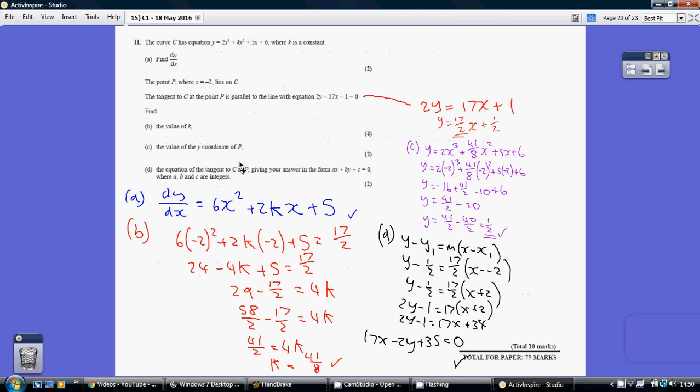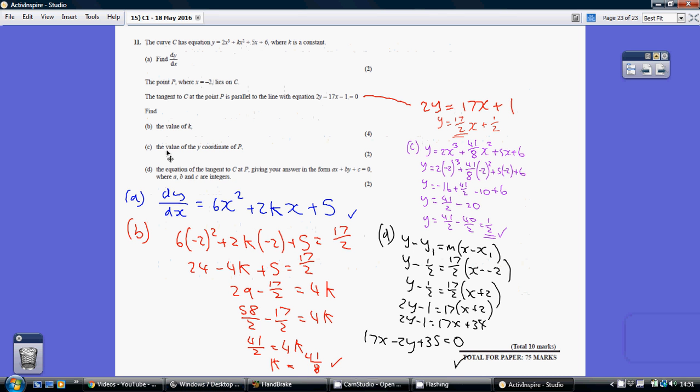So going back to our differential, we know when x is minus 2, so substituting minus 2 into the differential, this has got to throw out a gradient of 17 over 2 because it's parallel to this line. And remember, the differential allows you to work out the gradient at any point. So basically substituting our x is minus 2 into the differential and setting it equal to the gradient of 17 over 2, we get this. So we just need to solve this for k. So working through the algebra, we get k being 41 over 8.